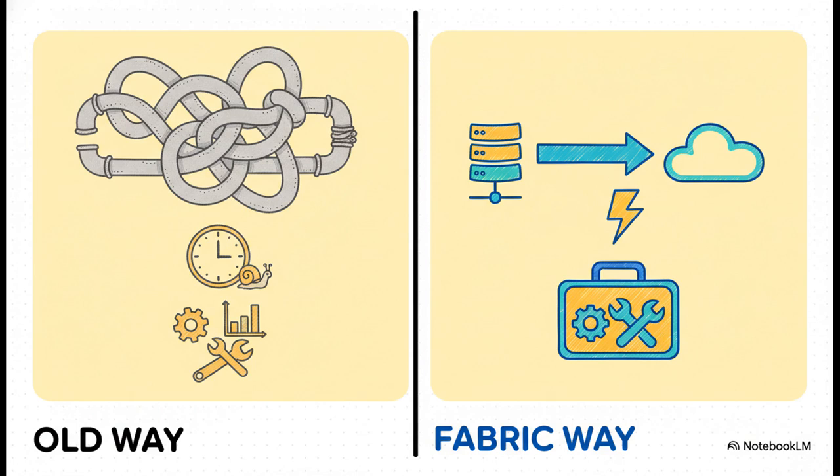On the left, you've got the old way, and we've all been there. You're wrestling with these complex ETL pipelines, you're dealing with high latency, which just means your data is basically out of date the moment you get it, and you're juggling a whole bunch of different tools from different vendors. But then, look at the right. This is the Fabric way. Simple mirroring, near real-time data, and it's all inside one single integrated platform. I mean, the difference is just night and day.